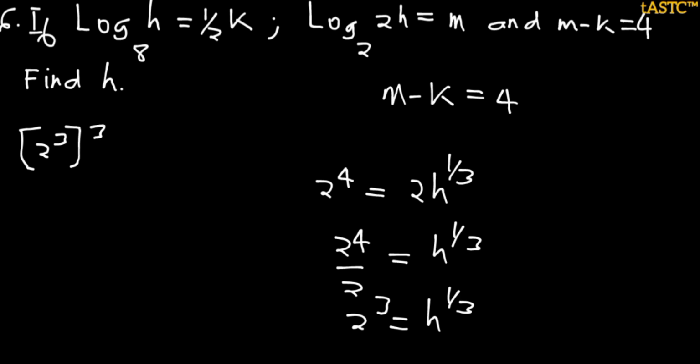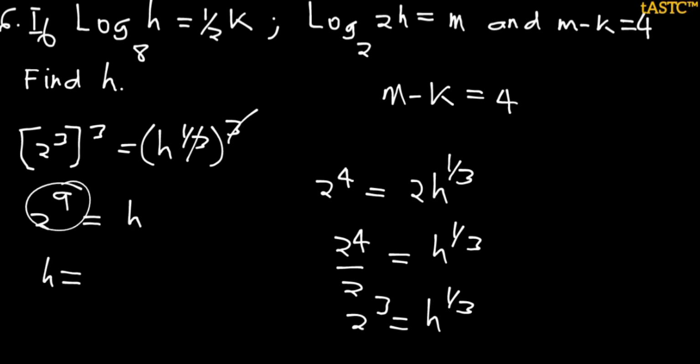And this is to the 3rd. Here we're going to have h to the 1/3. This is to the 3rd power, and this is going to cancel out. And so you would have a 2. Well, that is a mistake on my part. This should not cancel. This should give us 2 to the 9. And here we're going to have this cancel out, so that will be h.